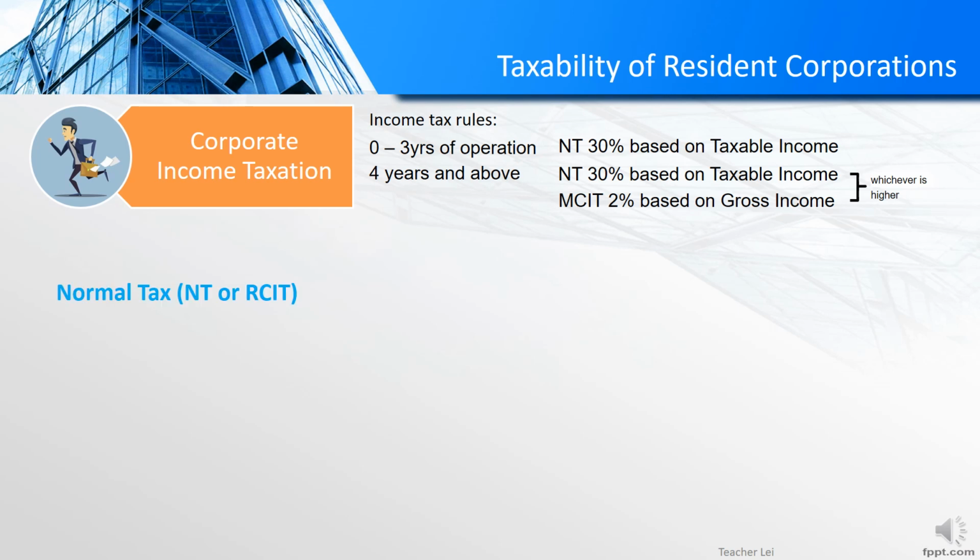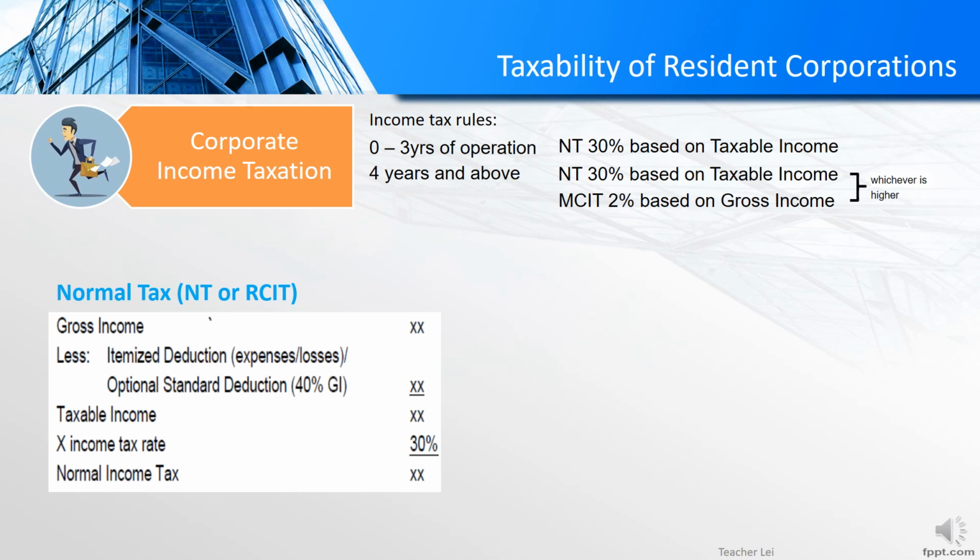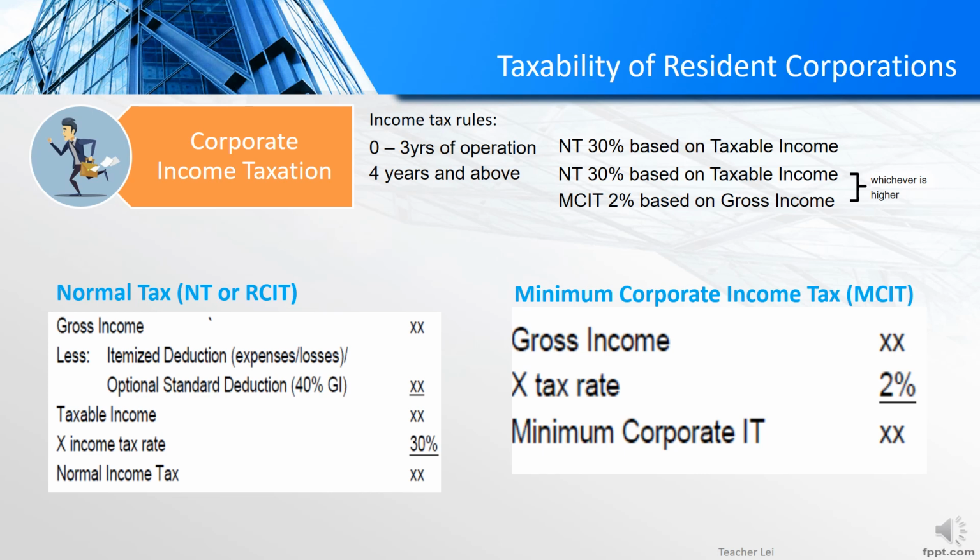For the normal tax, let's review our formula. Gross income less itemized deduction, which are the expenses or losses of the business, or the optional standard deduction of 40% based on gross income. And that will become the taxable income, and multiply it with the income tax rate of 30% to get the normal income tax. For minimum corporate income tax, the formula is gross income times tax rate of 2% to get the minimum corporate income tax.